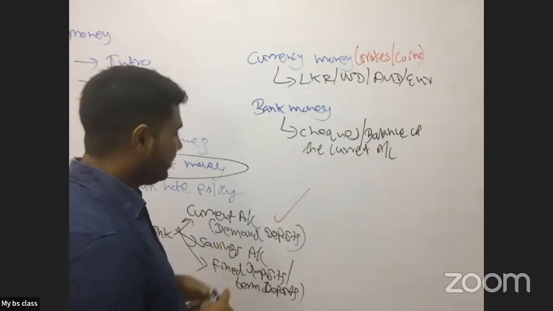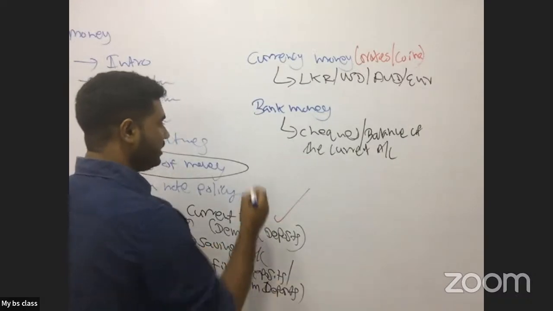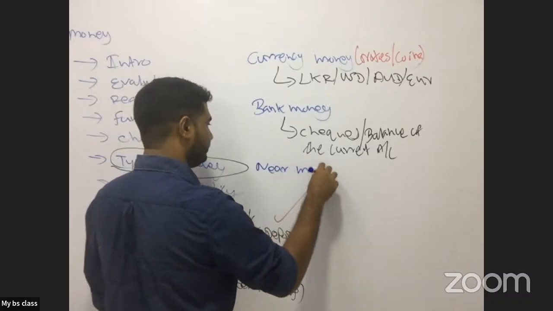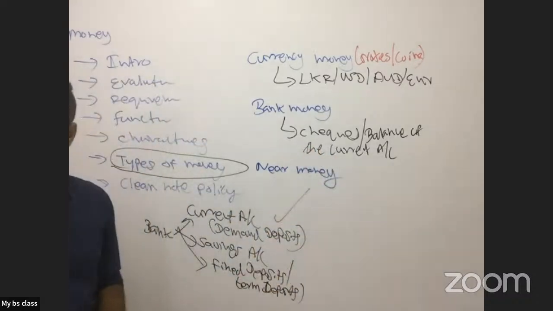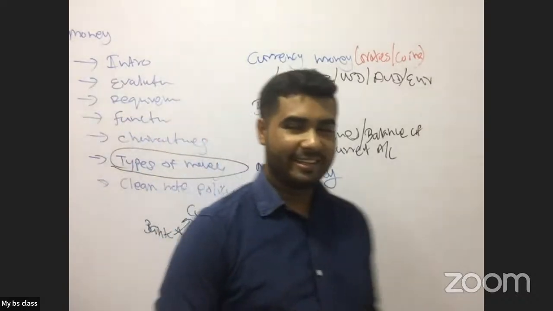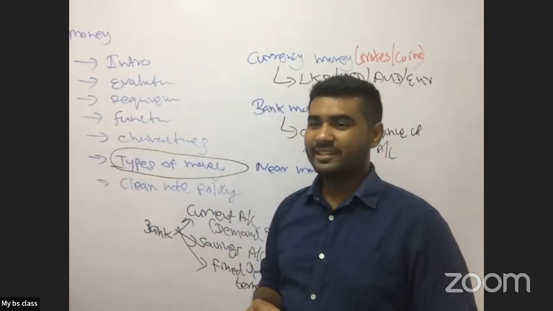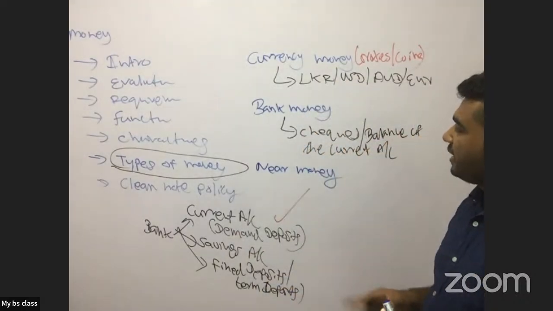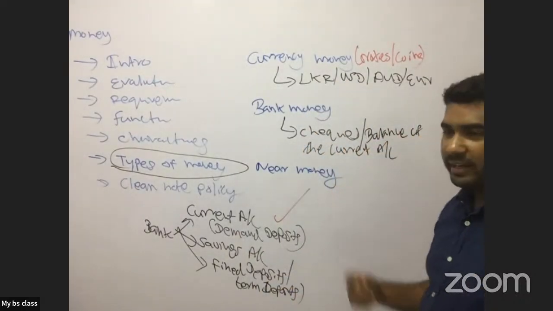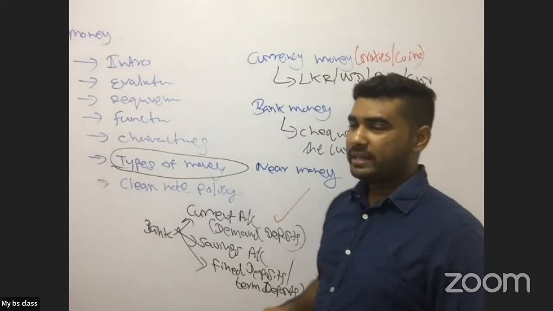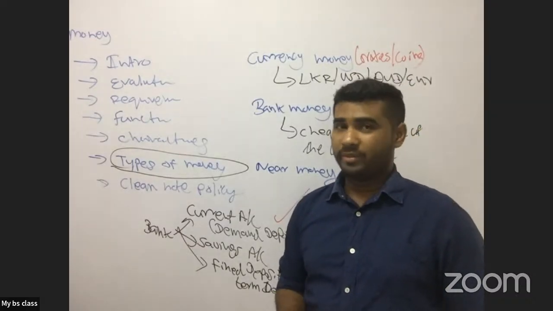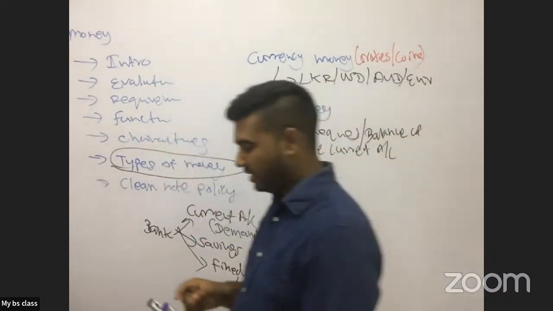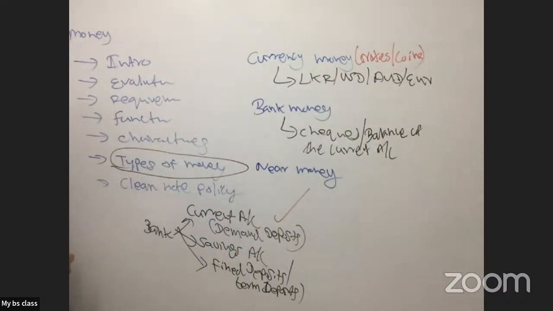Now we have a third category, which is known as near money. Near money. What is that? It's near money, very close to money. Let me explain. This is a type of money which performs some of the functions; there are four functions of money, right? Four functions.